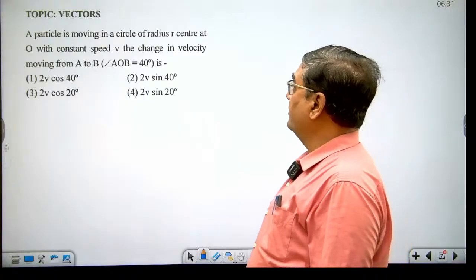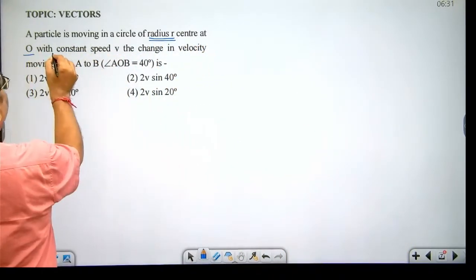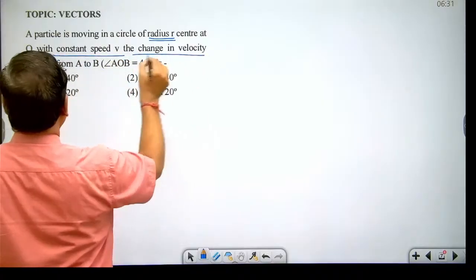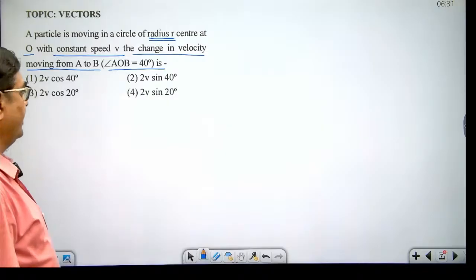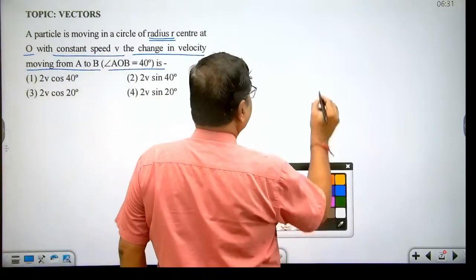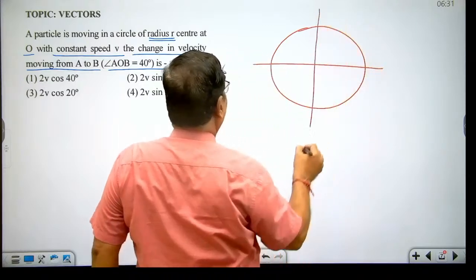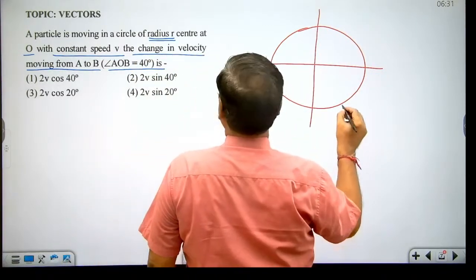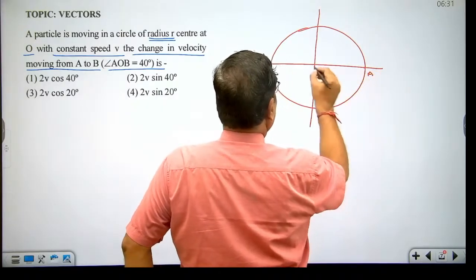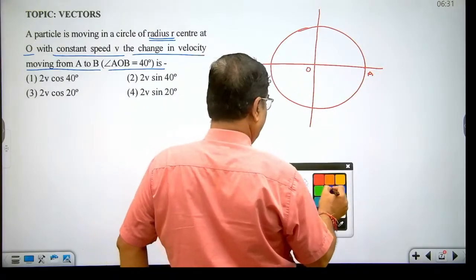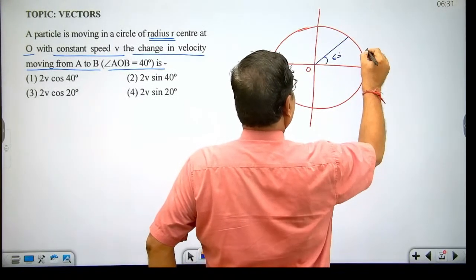A particle is moving in a circle of radius r, center at O, with constant speed v. The change in velocity moving from A to B, angle AOB equal to 40 degrees. Dear student, this is the circle. Now the particle is moving from, let us assume, this point A, and this is the center, and the particle has traveled an angle of 60 degrees. Velocity remains tangential.